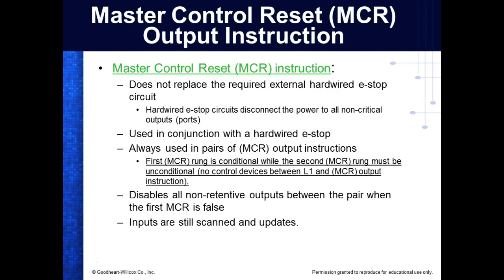So the MCR instruction doesn't replace the e-stop circuit, right? This has to be hardware. So e-stop cannot be software. Everybody understand that? The main part of the e-stop. This can be used in conjunction with an e-stop. Now, what's the problem with using software?